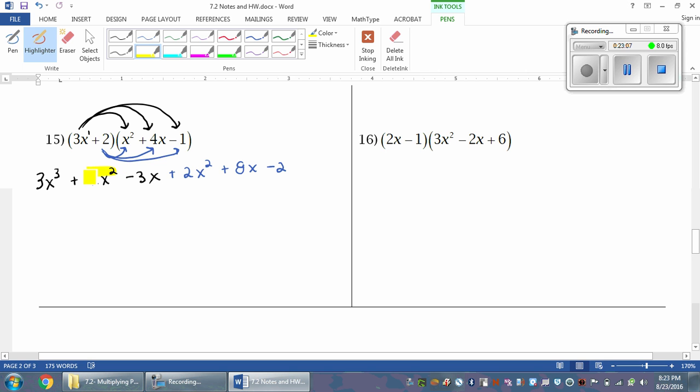I have some like terms still. I have 12x squared as a like term with 2x squared. And then I have negative 3x and positive 8x. I'm going to go ahead and drop down 3x cubed. Combine the yellows. 12x squared plus 2x squared is positive 14x squared. Negative 3x plus 8x is positive 5x. And bring down the negative 2.